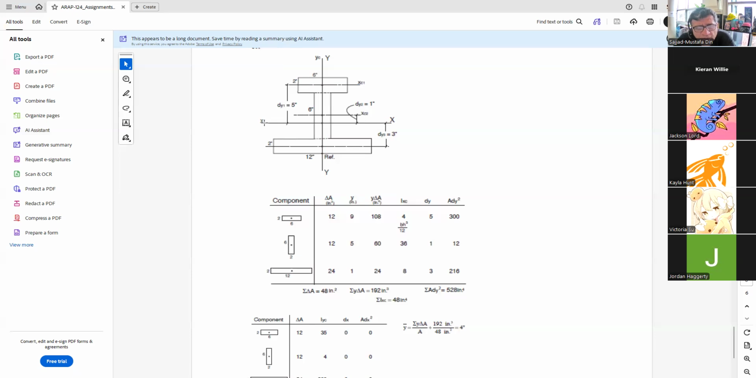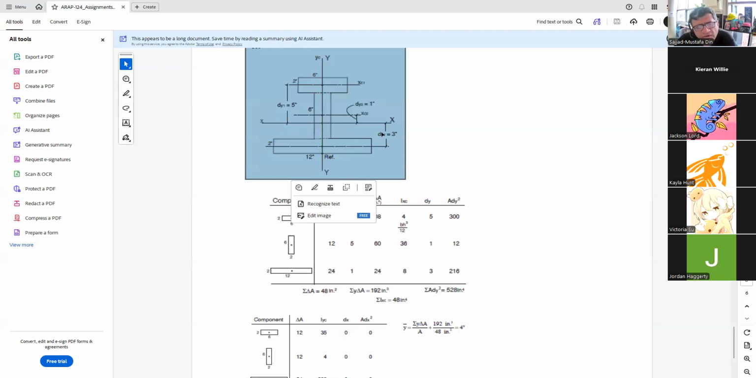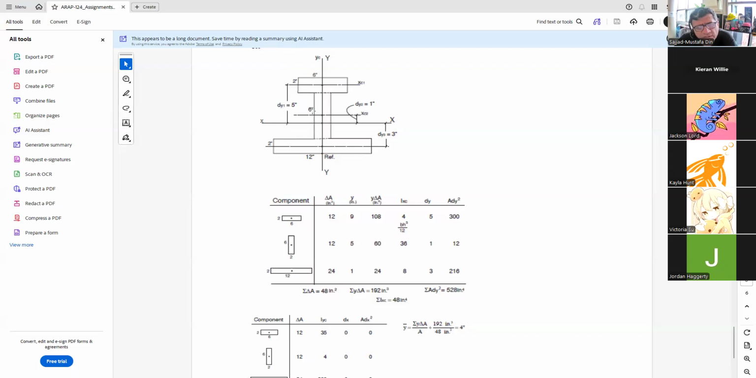It's from the x-axis. dy is going to be 5 from it. Going to be 1 plus 4. dy2 is going to be 1. And dy3 is going to be 3.